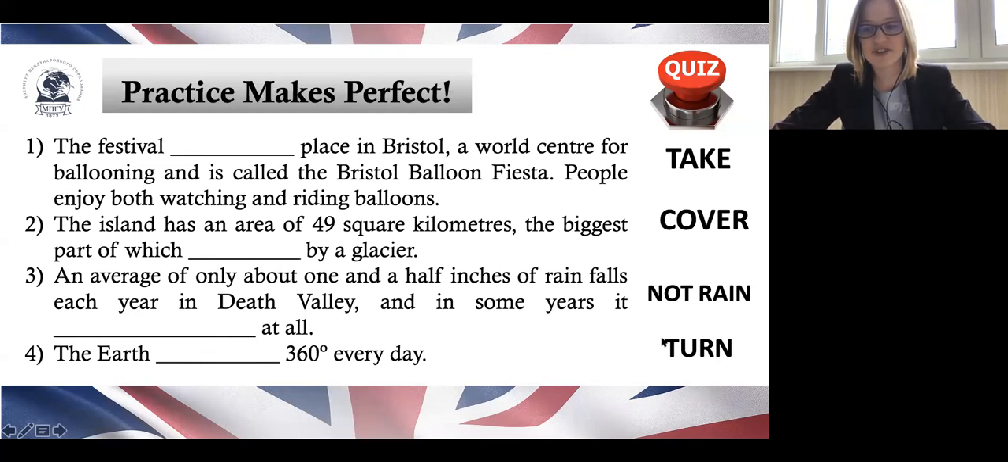I have the verb rain, but we need to put it in the correct form. Doesn't rain, doesn't rain, good, well done. Doesn't rain, perfect. The last example is about the earth, and the verb is turn. Turns, okay, perfect. Well done.